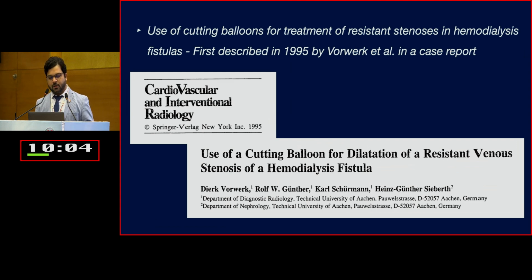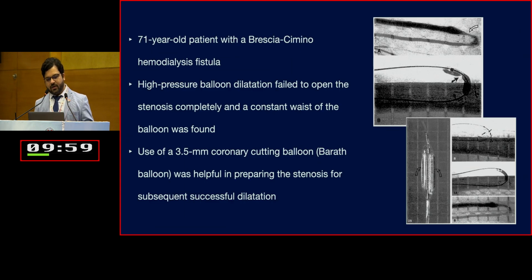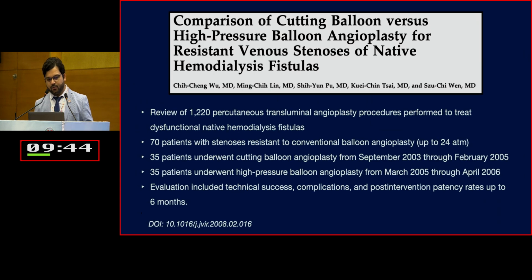In a case report, published in the Cardiovascular and Interventional Radiology journal, a 71-year-old patient with a brachiocephalic fistula had high pressure balloon dilatation fail to open the stenosis. So they used a 3.5 mm coronary cutting balloon, which helped in dilating this stenosis. You can see in the images the cutting balloon that was used.